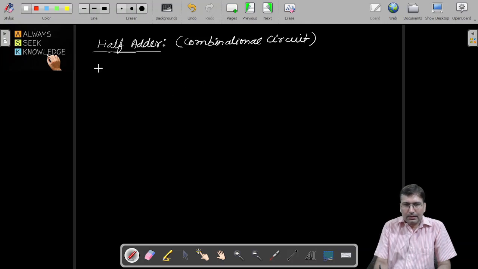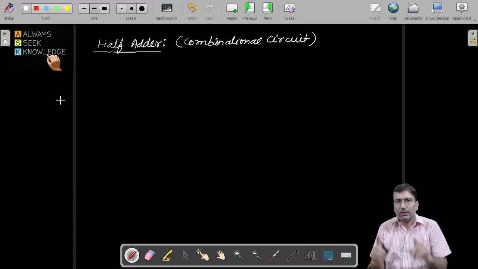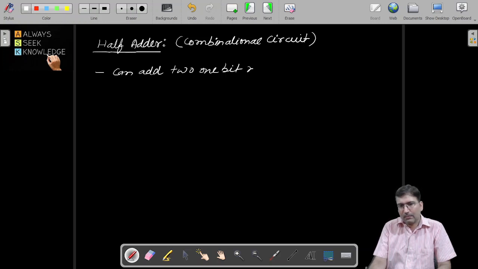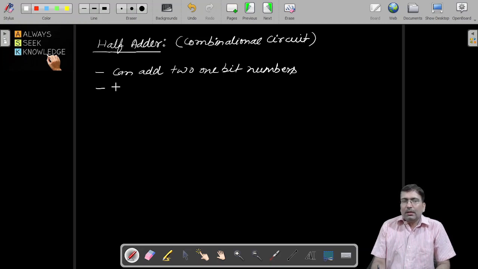So there are a few things. Half adder is capable of adding only 1-bit information. So there are two 1-bit numbers a half adder can add. So remember a few things. It can add two 1-bit numbers. Second thing, it cannot handle carry.